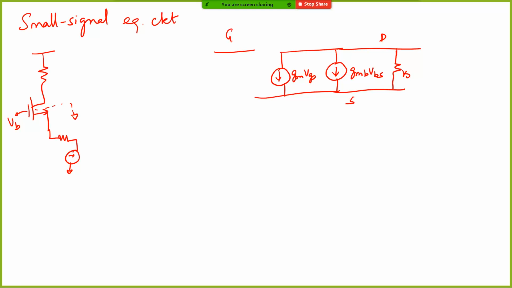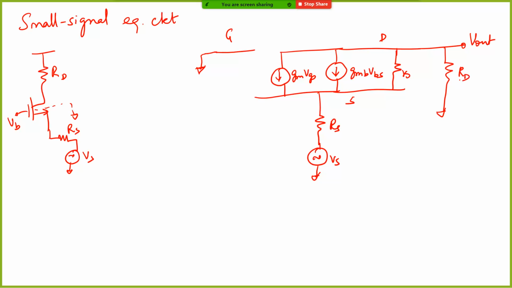This is the gate node. What happens to the gate? The gate is connected to a DC bias, which means it is AC ground, right? Now what happens to the source? Let's say this is RS, this is RD, and this is VS. So this is connected to RS and VS, right? And what happens at the output? This is your output node. You have RD going to ground directly, not to the source. So this is our small signal equivalent circuit. Now let us try to write the expressions and see what the gain will be. Now what is V out?